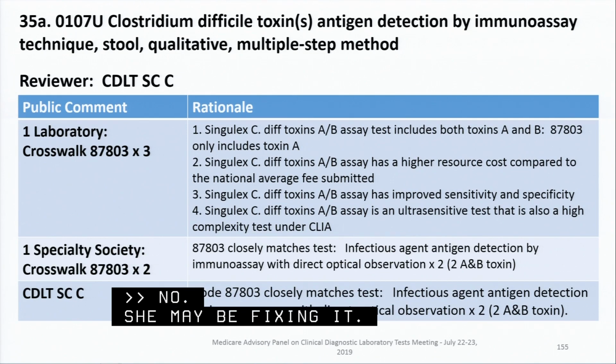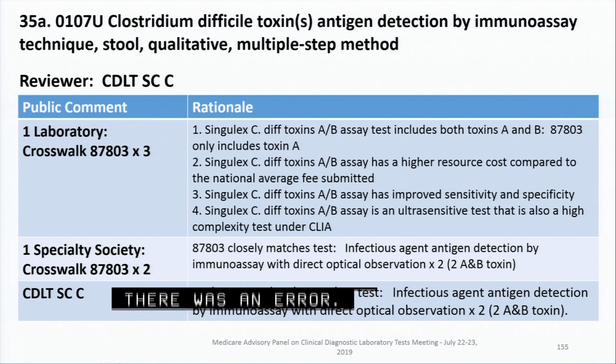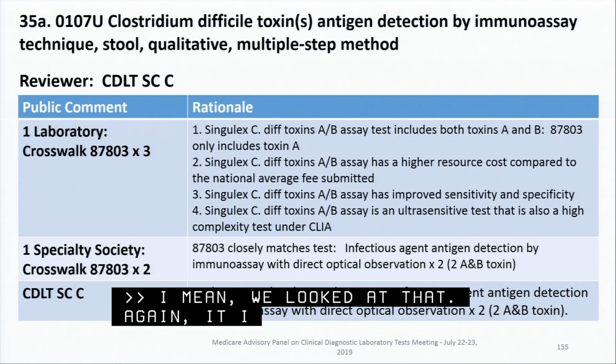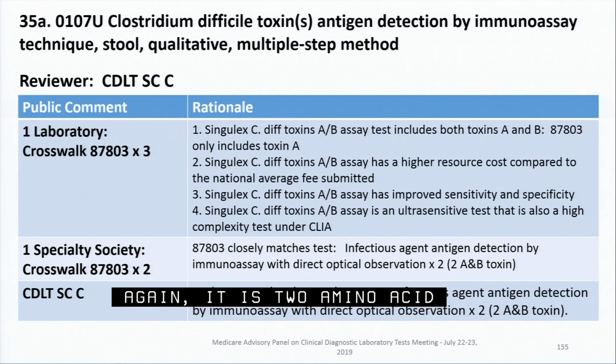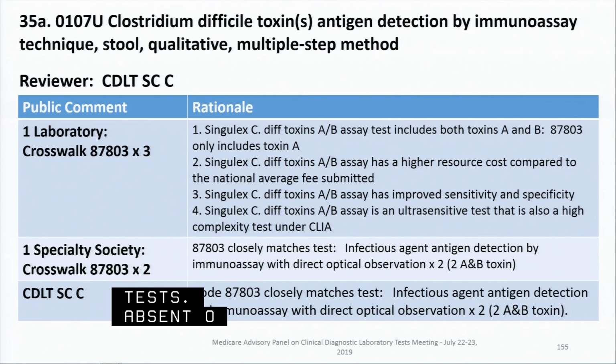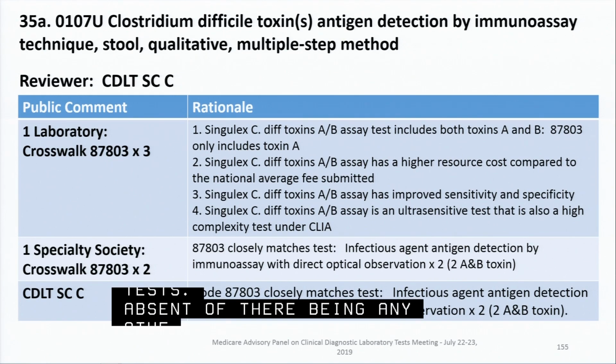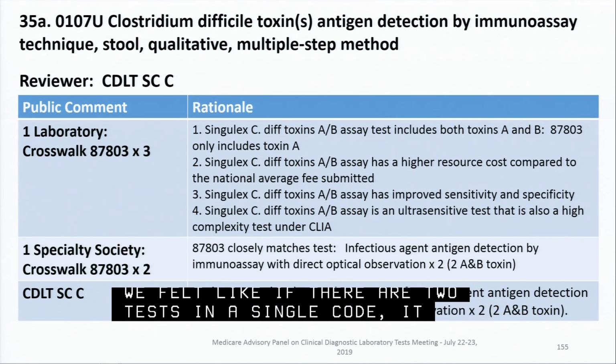Yeah, so we looked at that, and it's 2 immunoassay tests, 1 for each analyte, and again, absent any additional preparation relative to the other types of tests, we just felt like if there are 2 tests in this single code, then it should just be a multiplier of times 2. Okay. Dr. Kroc, do you have anything you want to add to that?